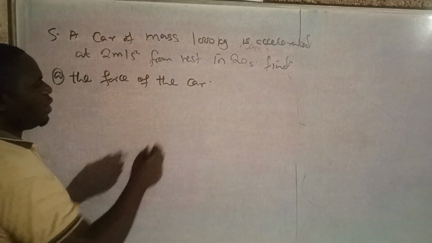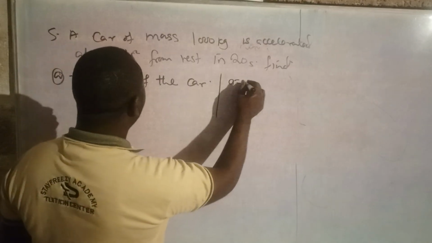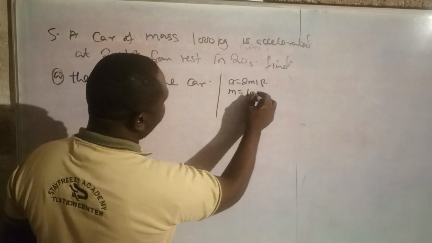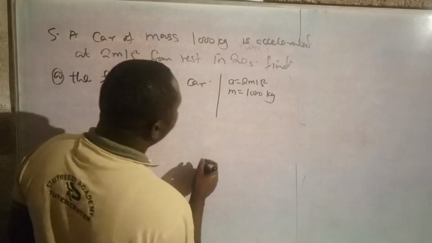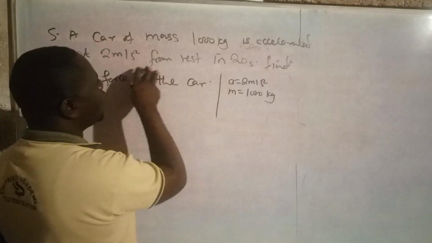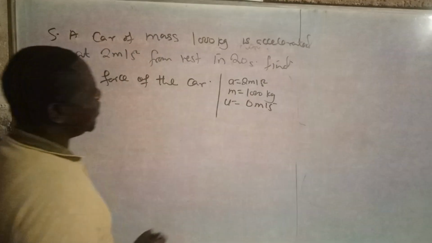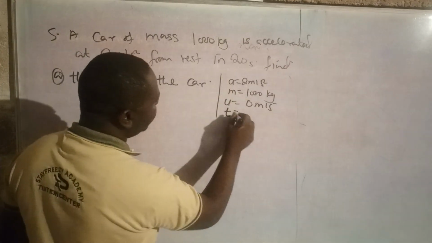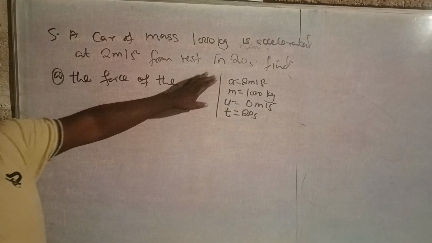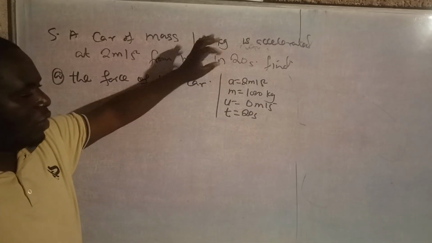So here we have the data. We have acceleration, which is 2 meters per second squared. We have mass, which is 1,000 kg. We also have the initial velocity: since they said from rest, our initial velocity is 0 meters per second. And we also have time, which is 20 seconds. So the data we have is acceleration, mass, initial velocity, and time taken.